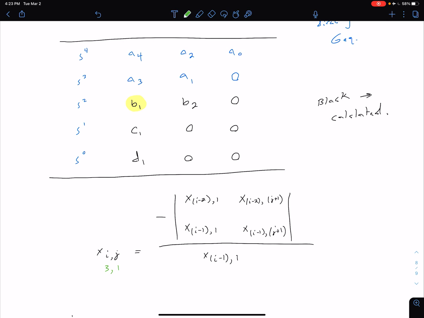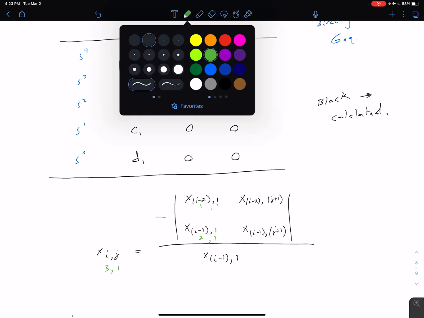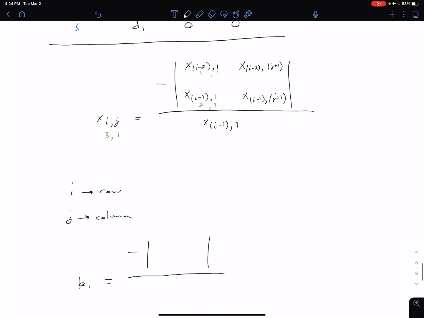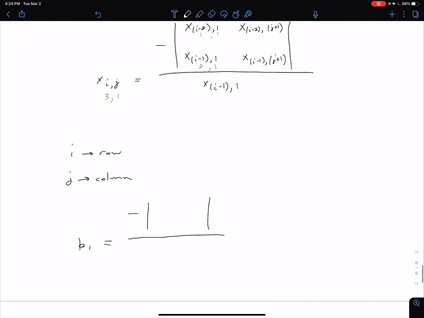So our i minus 2 is going to be 1. This is a fixed 1. Our i minus 1 is going to be 2, and this is a fixed 1. So basically, for this first column, we're going to pull these two values that are directly above our B1, and that's going to be the first column of that determinant. So populating this equation, we're going to have A4 and A3.